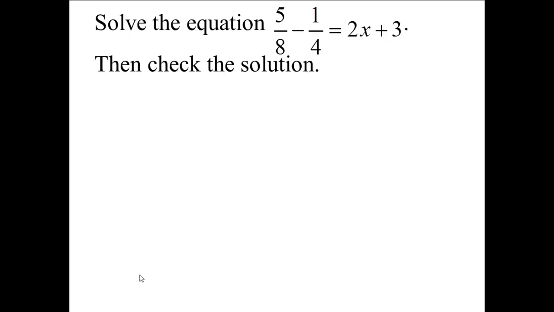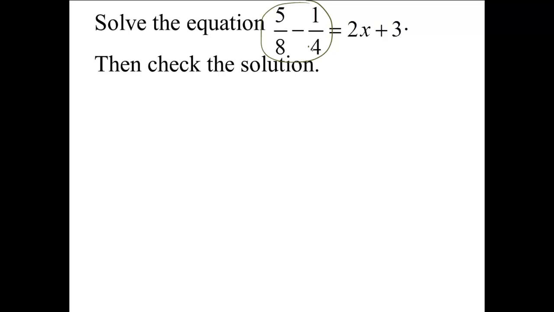Solve the equation 5/8 minus 1/4 equals 2x plus 3. Then check the solution. On the left side of the equation, we have two like terms. They're both constants. They don't have variables. So we're going to deal with them by adding or subtracting them together. They're fractions, so they need a common denominator. And 8 and 4 both divide into 8 without remainder. So I don't need to change 5/8. It has the 8 denominator I want.